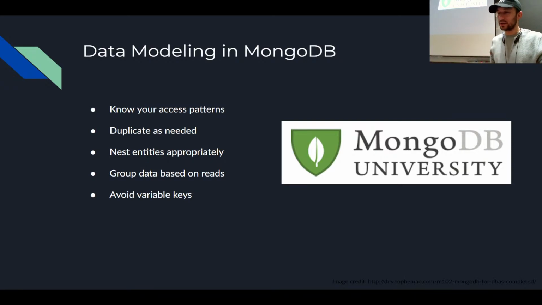Still totally doable. So, as I just described, you group your data based on reads. If you need a certain piece of data when you read some document, include that data in the document. If you need to know the department of a user when you fetch that user, just put it in the document. Or if you need to search for users based on their department, put it in the document.